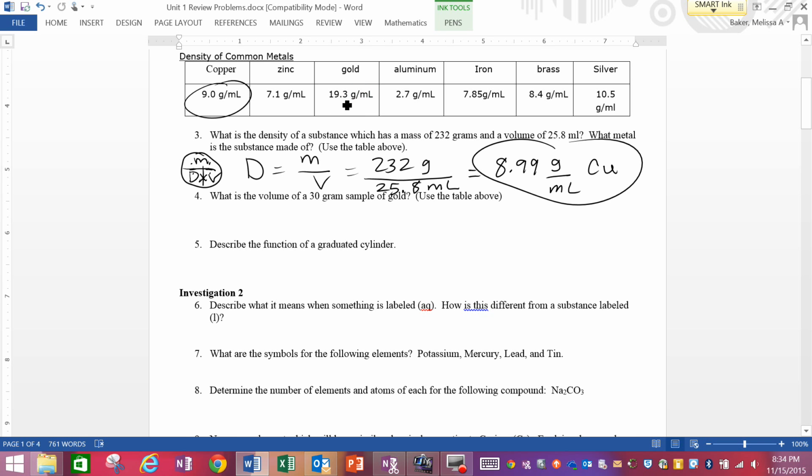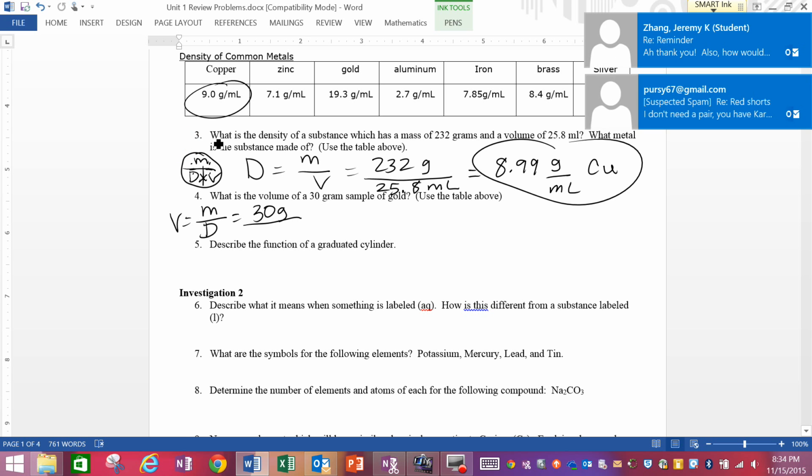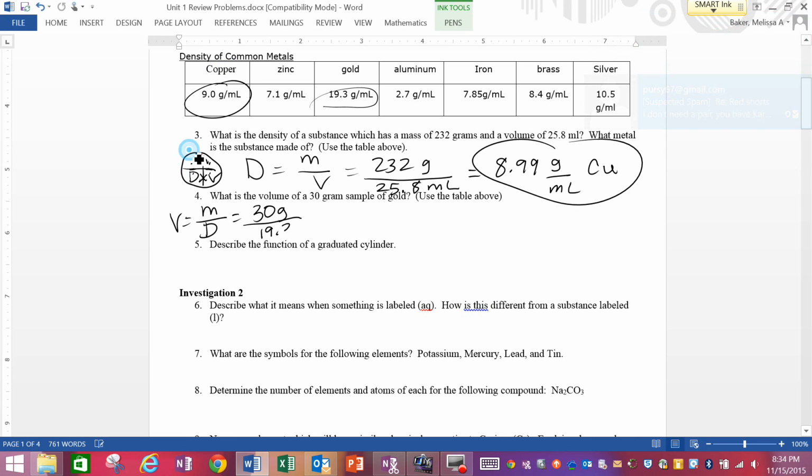Number 4, what's the volume of a 30-gram sample of gold? Well, to get volume, you need to do mass divided by density. So we take the mass, 30 grams, divided by the density of gold, which is 19.3 grams per milliliter. 30 divided by 19.3 comes out to be 1.55 milliliters.